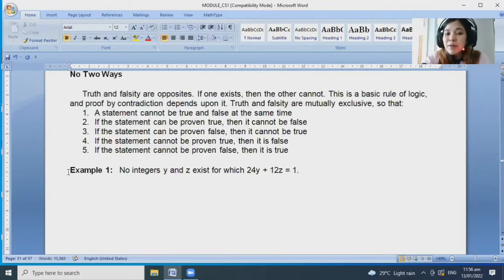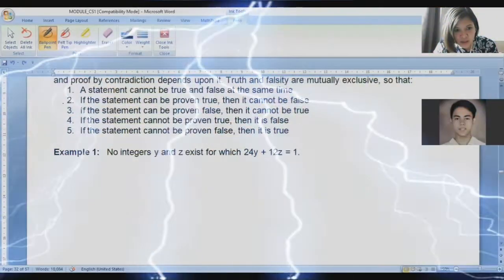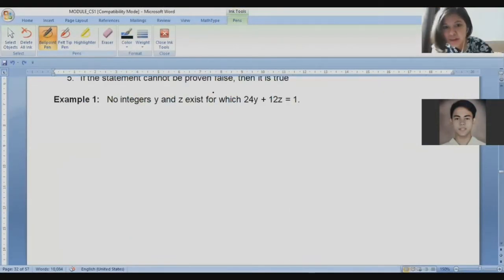Let us have example number 1. No integers y and z exist for which 24y plus 12z equals 1. Okay, so listen further with my recorded tutorial video, online live class in my previous comp-sci students regarding this topic. Prove this statement is false. So, assume there are values of y and z that, when substituted, the answer becomes 1.